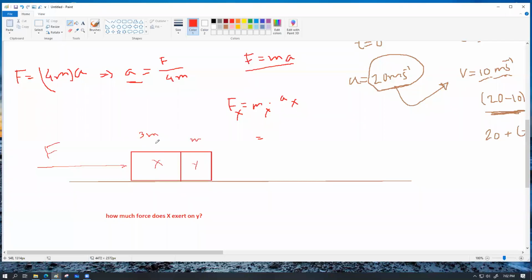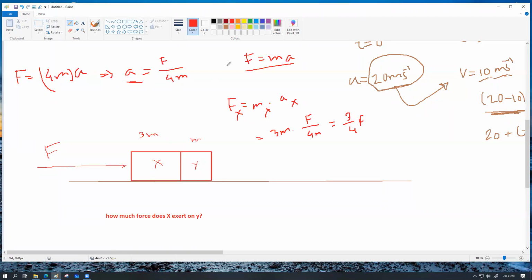If I replace these values over here, have a look how much do I get. Mx is how much? 3m. What is the mass of X? 3m. And how much was the acceleration? F by 4m. So if you do the math, how much are you left with? 3m by 4, 3/4 of F, right? 3/4 F.